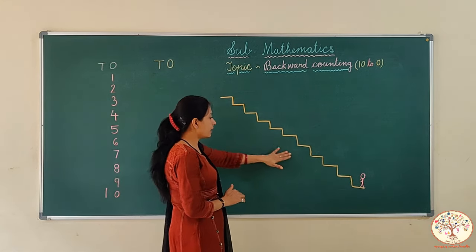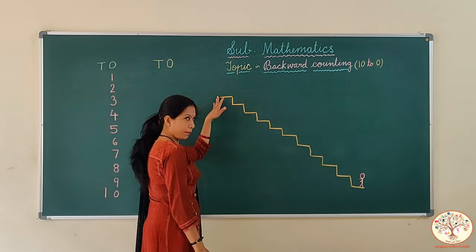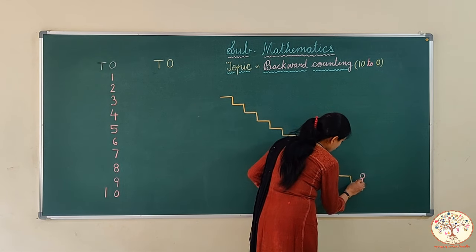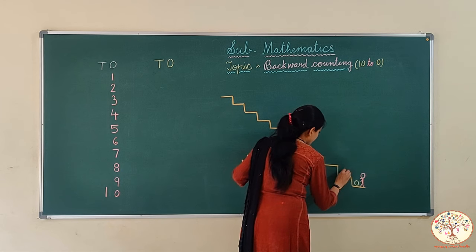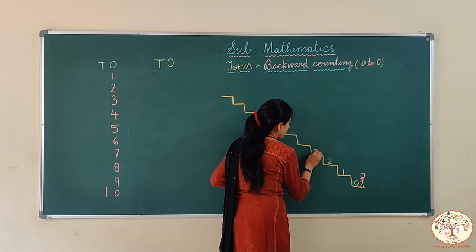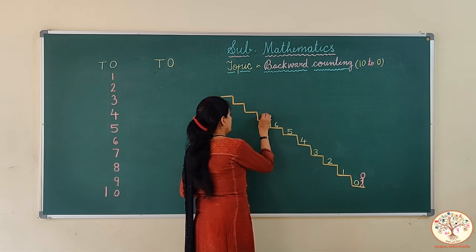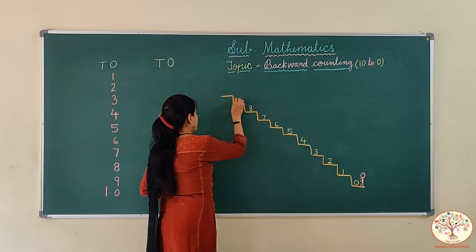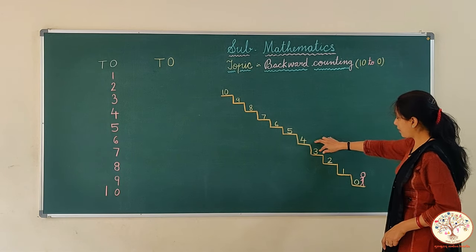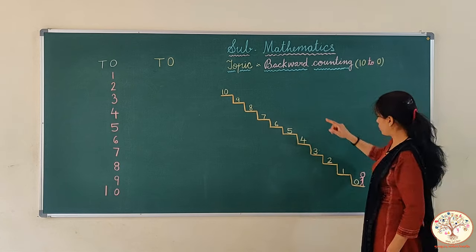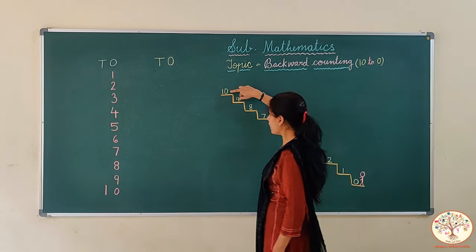So, look here. This is a ladder. And I need to go up, okay? Here, I am on the position of 0. Now, I will climb the ladder. This is 1, 2, 3, 4, 5, 6, 7, 8, 9, 10. When we go up, I am climbing forward. This is forward counting. 1, 2, 3, 4, 5, 6, 7, 8, 9, 10.